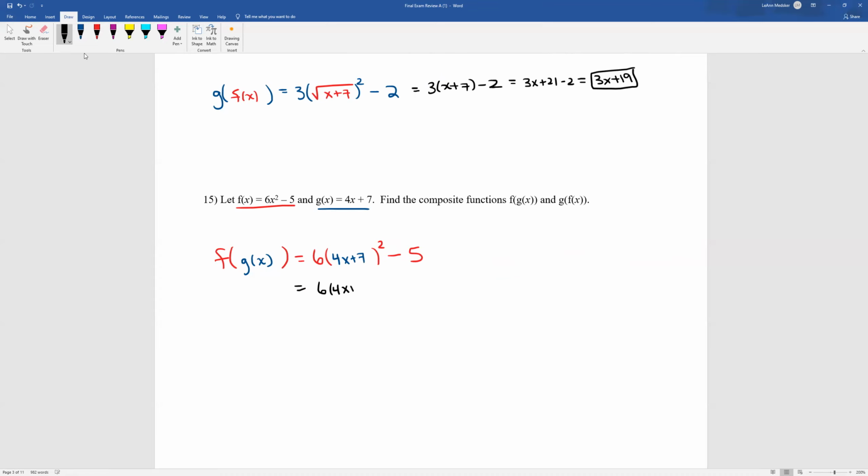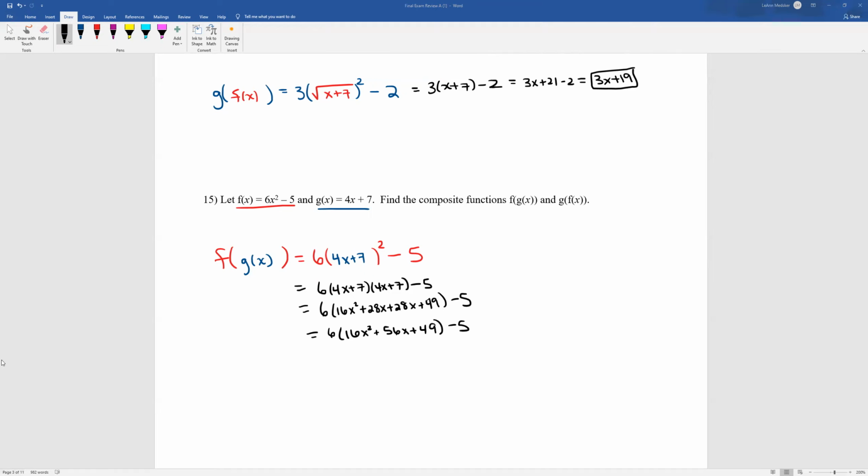When we see a binomial squared, we need to write it twice and FOIL it out, or distributive property if you don't like to call it FOIL. So that's going to be 16x squared plus 28x plus another 28x plus 49 minus 5 at the end. We need to distribute, actually I'm going to add the like terms first. So 16x squared plus 56x plus 49 minus 5.